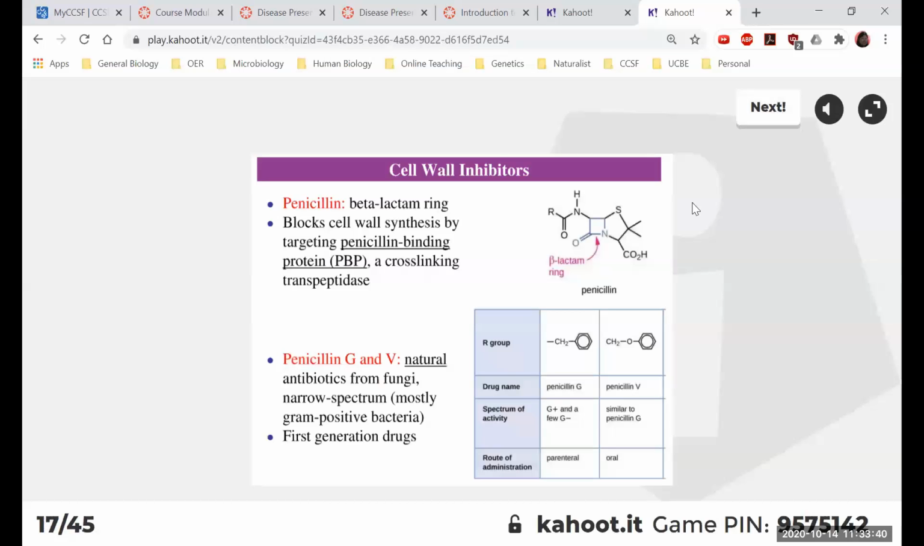So let's talk about cell wall inhibitors first. Penicillin, remember, is the first antibiotic ever identified and purified. So this is the structure of penicillin. In the middle of the chemical penicillin, there is this beta-lactam ring. For penicillin to be able to inhibit bacterial growth, this beta-lactam ring has to be intact.